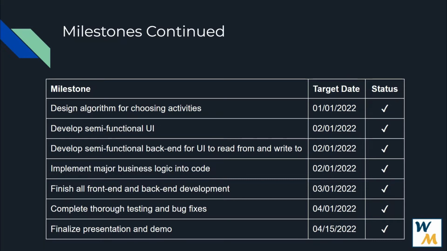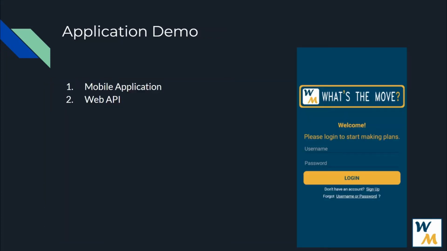We started out by developing a semi-functional app with the UI working and the backend working, just to use as a proof of concept. And once we saw that that worked, we really began to implement the major business logic and finish all of the front end and back end development that was required. Once we finished that, we started testing and found bugs and just fixed those bugs as we found them. So I will take us through a demo of the application.